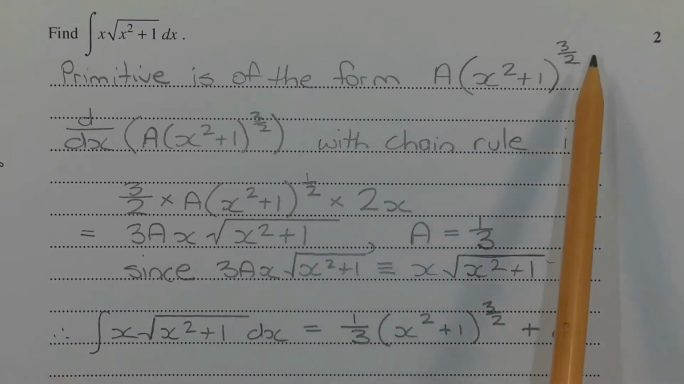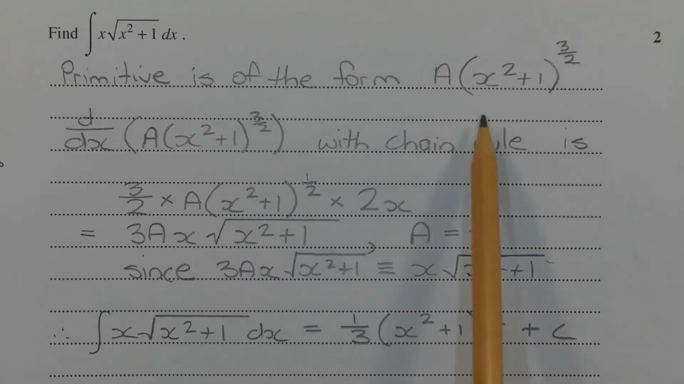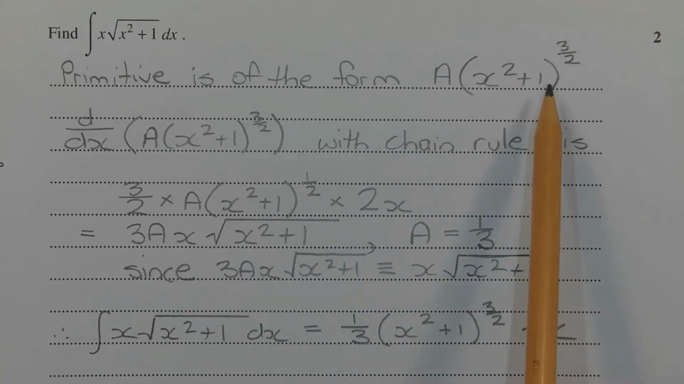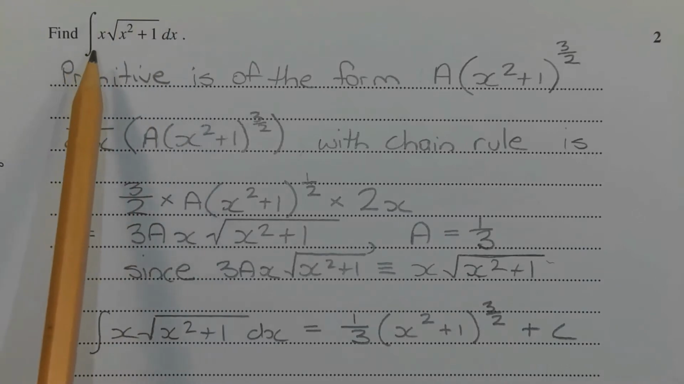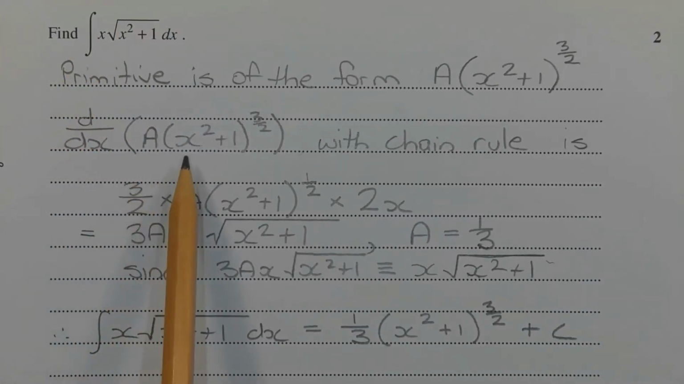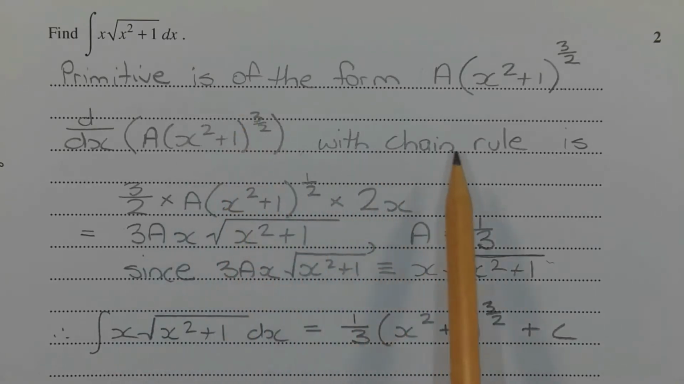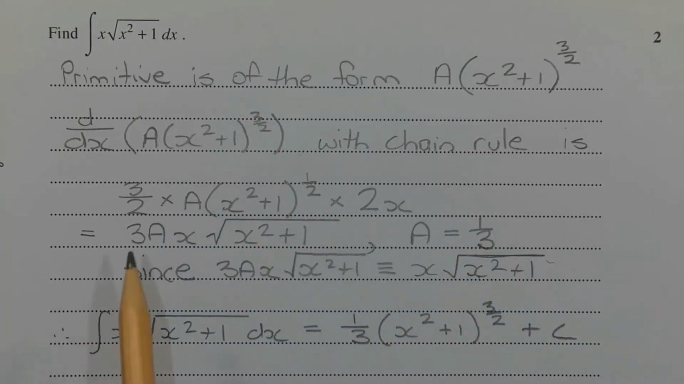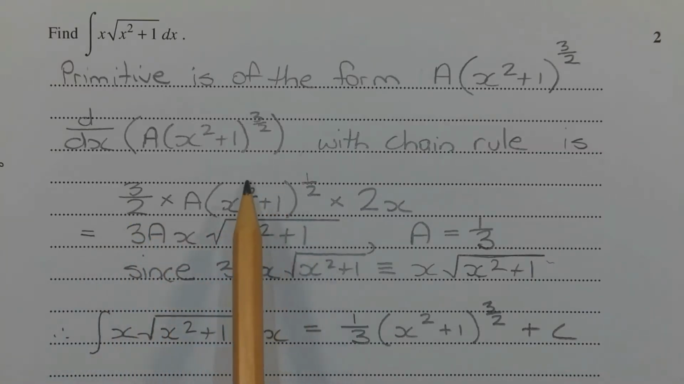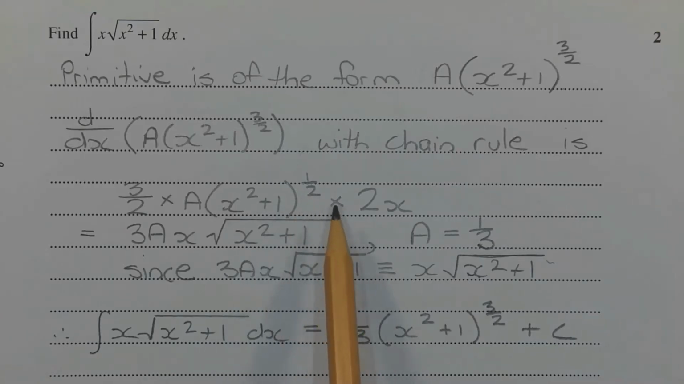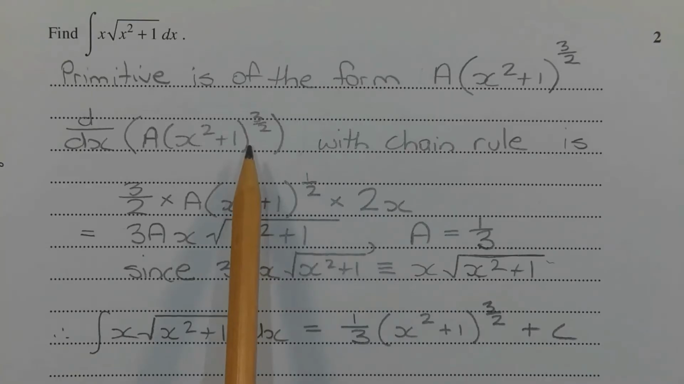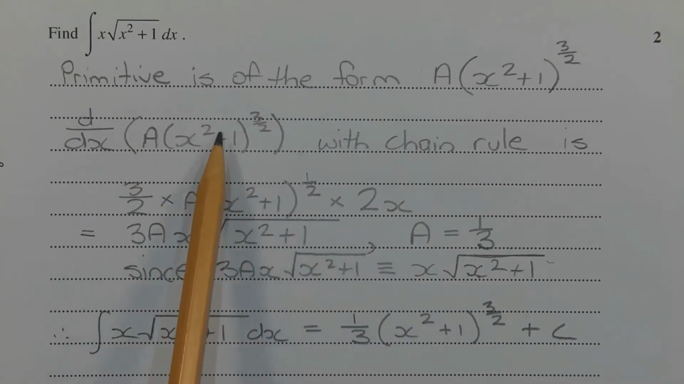So what I'm going to do is differentiate this function here. I'm going to end up with a multiple of the integrand. Differentiating a (x² + 1)^(3/2) using the chain rule, we get 3/2 times a (x² + 1)^(1/2) times 2x. So that's the derivative of the outer function multiplied by the derivative of the inner function.